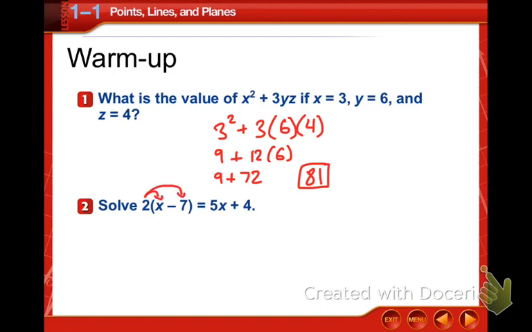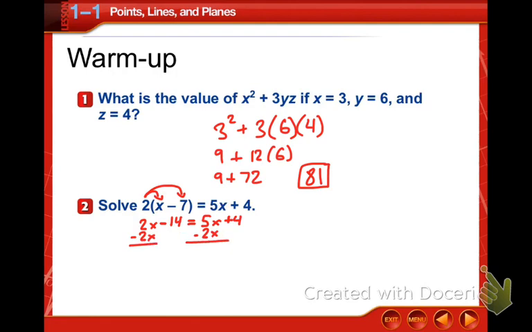Second one, we need to distribute the 2 first. So we have a parentheses, that's the first thing we got to get rid of. So we have 2x minus 14 equal to 5x plus 4. Now there's a couple ways we can go about this. We can subtract the 5x from both sides to get x on one side, or we can subtract 2x from both sides. I like to do that just because it gets the negative away from the x. If we had an inequality, we would have to divide by a negative and then switch the inequality, so we don't want to do that.